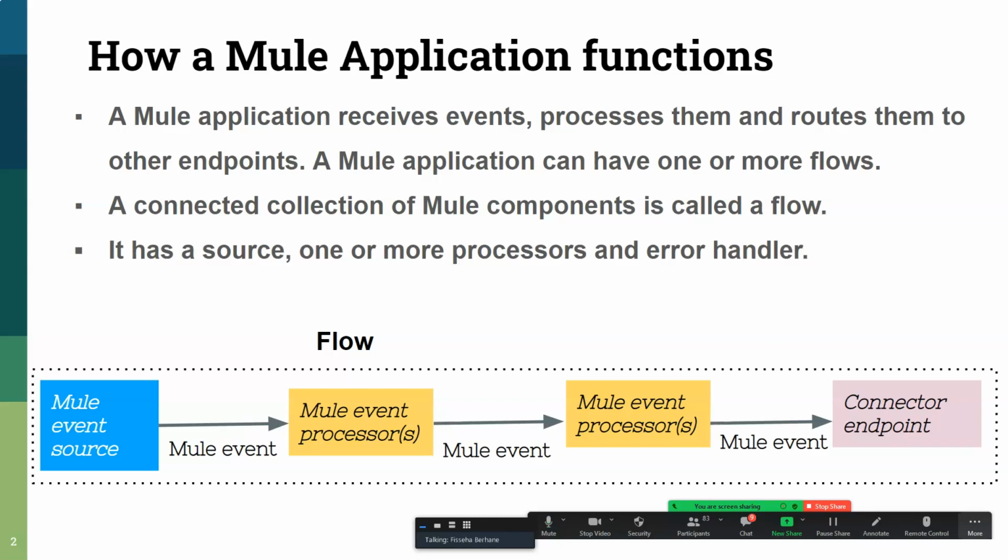So understanding this concept is very important in Mule flow. The Mule event source starts the flow. There is a Mule event. The Mule event has different components. We are going to see what the different components are and how they change as the event gets passed on from one processor to the next.